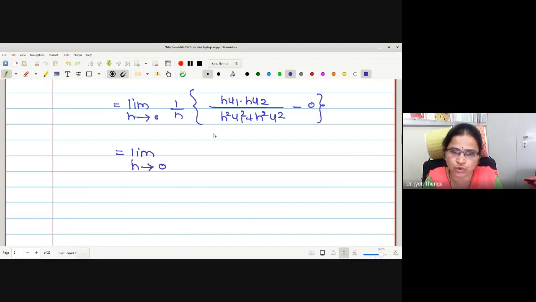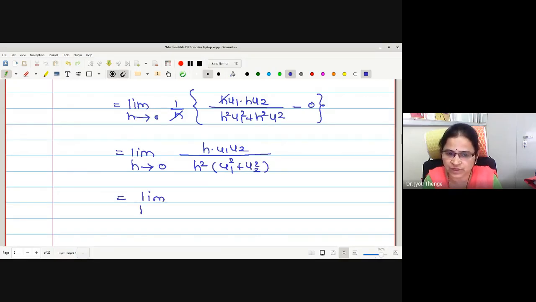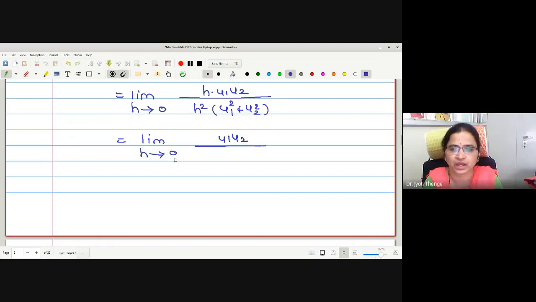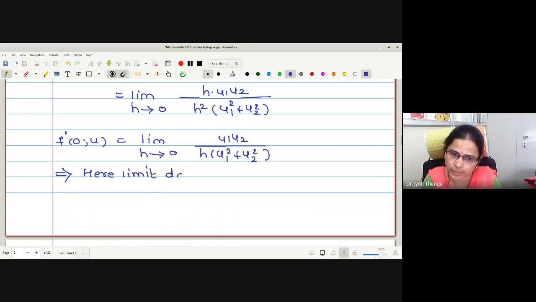Limit h tends to 0, one h we will cancel and we remain with h u1 u2 divided by h square. I will take common, this is u1 square plus u2 square. One more h will get cancelled and we will remain with limit h tends to 0, u1 u2 divided by h into u1 square plus u2 square. And if I put the limit h tends to 0, what will happen? The limit does not exist. Here the limit does not exist, it will give us the infinity value.